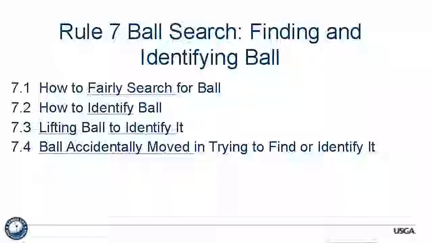Rule 7 is broken down into these 4 bullet points here. We're going to talk about these underlying terms as well that are very important, not just in this rule, but in the rules of golf in general. What fairly search means, and what we do if we have an accidental movement of a ball while we're doing that. Again, deliberate and accidental are 2 terms that we really need to be aware of and pay attention to.